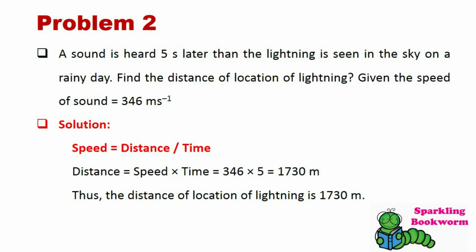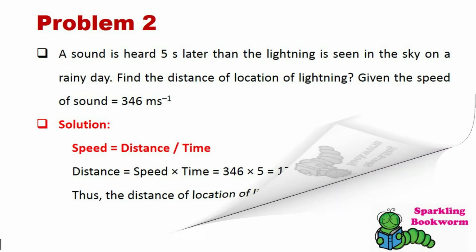Problem 2. A sound is heard 5 s later than the lightning is seen in the sky on a rainy day. Find the distance of the location of lightning. Given the speed of sound equals 346 m/s. Solution. Speed equals distance divided by time. Distance equals speed times time equals 346 times 5 equals 1730 m. Thus, the distance of the location of lightning is 1730 m.